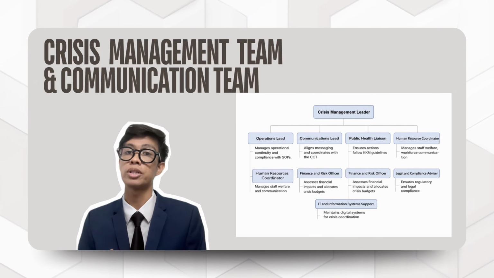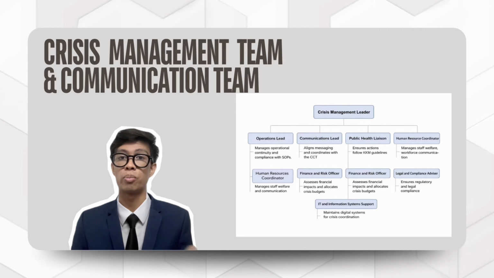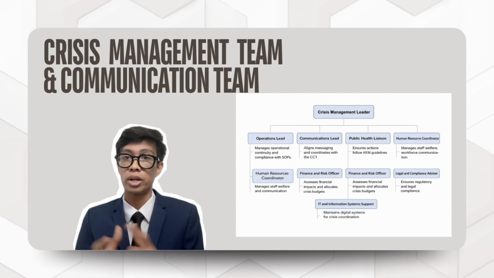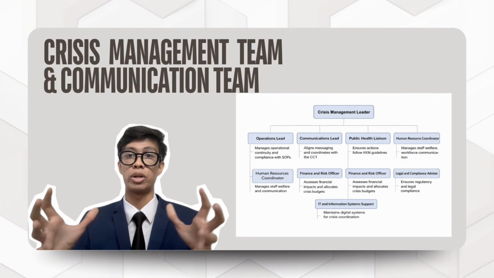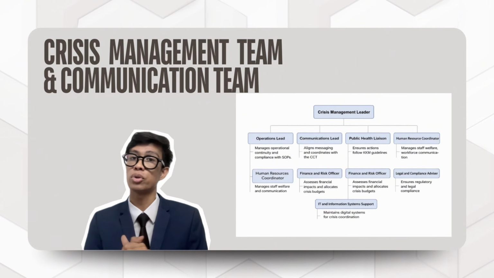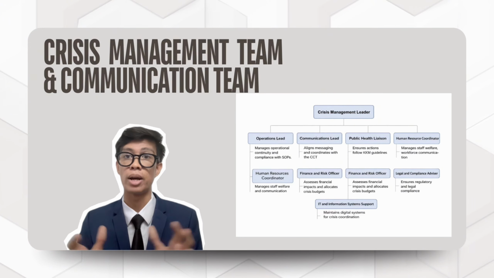These include the operations lead, who manages operational continuity and ensures compliance with standard operating procedures, and the communication lead, who coordinates the internal and external messaging together with the crisis communication team. The structure also includes a public health liaison, who ensures that all actions follow guidelines issued by the Ministry of Health.